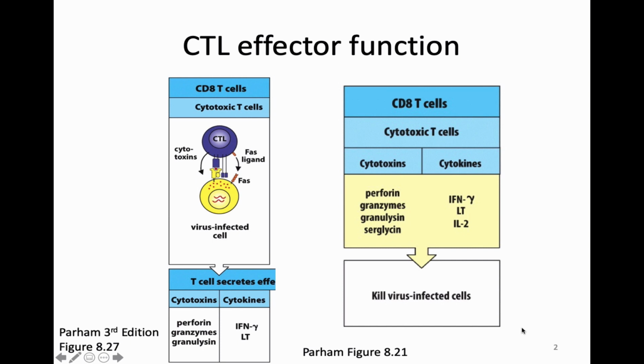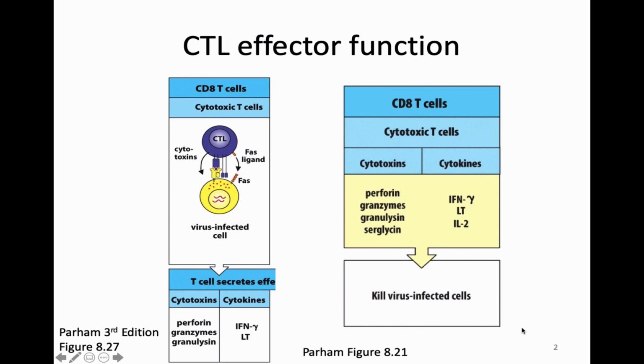And we left off last time talking about the ways that CTLs are able to be cytotoxic. One is that CTLs will have the protein Fas ligand on their surface. Fas ligand will be able to interact with the protein Fas, leading to apoptosis in the infected cell.